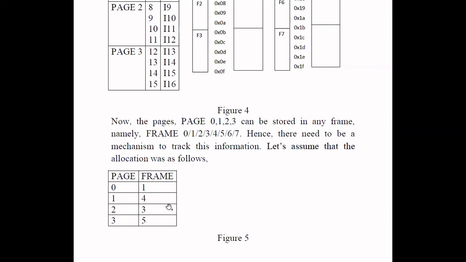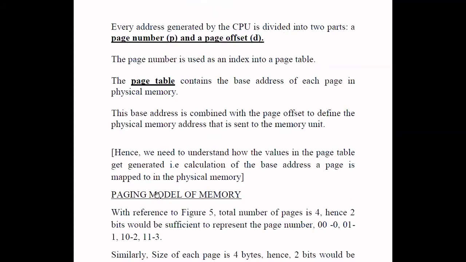So for example, let us assume that this table is how the operating system has allocated the pages to the particular frame. For example, page 0 has been allocated to frame 1, page 1 to frame 4 and so on. So with this concept in mind, we need to understand how the addresses are getting generated now.